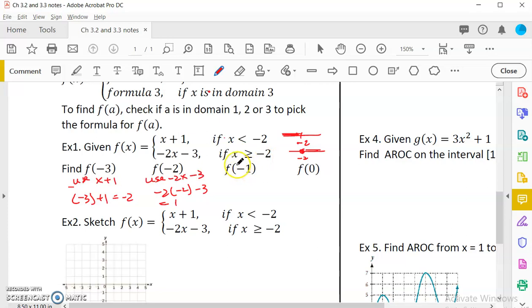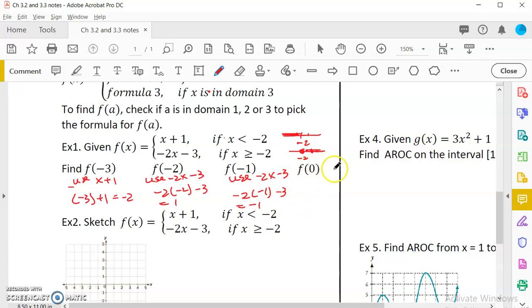And then I have f of negative 1. Negative 1 is on here, right? But it is not on this line. It is on here. So it's in the domain of the second one. So I use negative 2x minus 3 again. So I do negative 2 times negative 1, minus 3, because I plug negative 1 into the formula. So 2 minus 3, that's equal to negative 1.